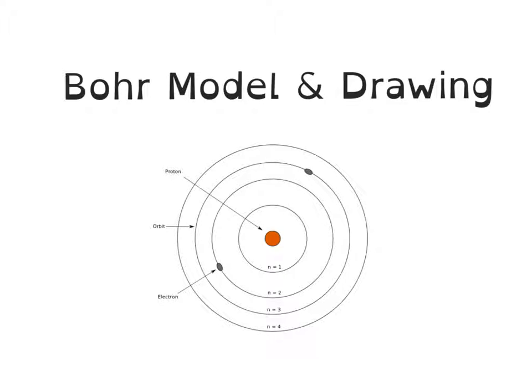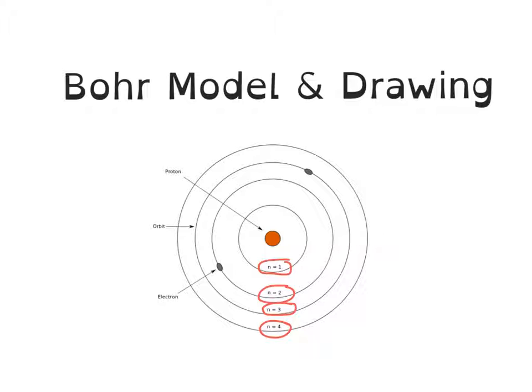So a Bohr model is much like this diagram that's right here in the center, where you see the nucleus in the center and you have these rings around it. And the Bohr model said that each ring has a different energy level, and you can see the first one has an energy level of 1, the second one has an energy level 2, 3, and 4, and each successive ring would have an increase in energy.